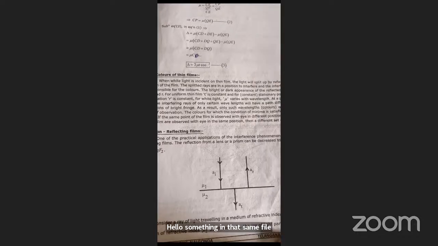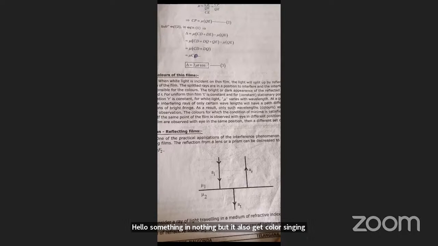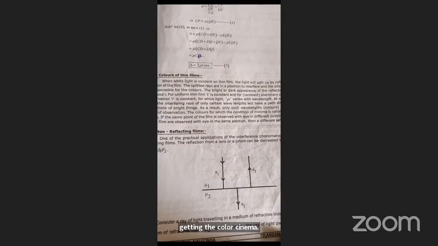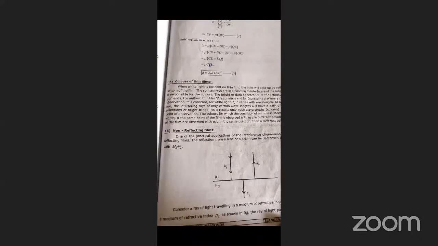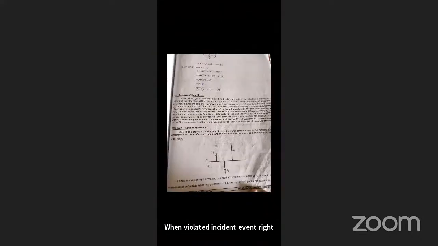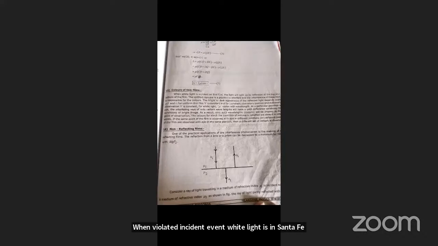How do we get colors in interference phenomena with white light? In colors of thin films, we are observing light, and we are getting the colors. When white light is incident on a thin film, the light splits up by reflection at the top and bottom of the film. The split rays are in a position to interfere.